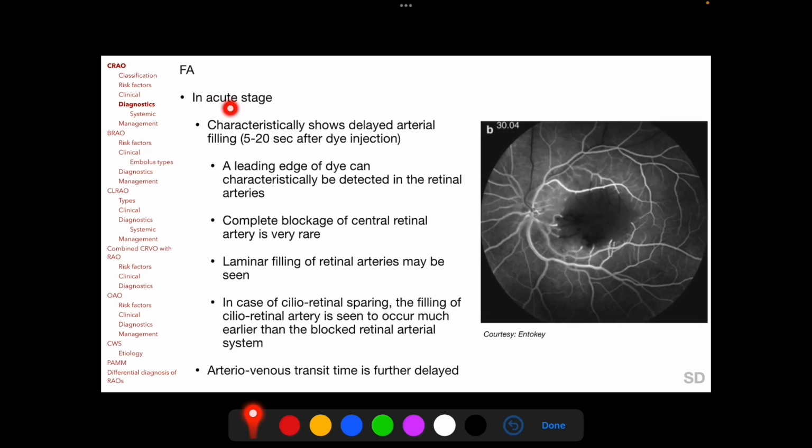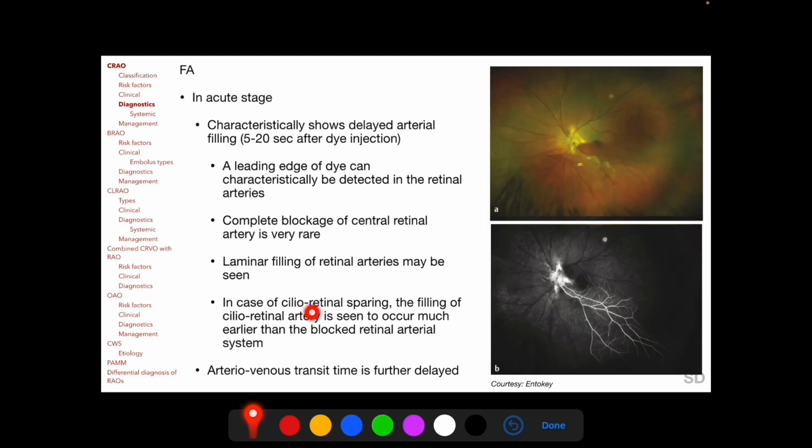In the acute stage of CRAO, fluorescein angiography characteristically shows delayed filling of the retinal arteries, and a leading edge of the dye can characteristically be detected in the retinal arteries. Complete blockage of central retinal artery is very rare, so the dye does appear, albeit slowly, in the branches of the central retinal artery distal to the occlusion site. And in case of cilioretinal artery sparing, the filling of the cilioretinal artery as seen here in this angiogram is seen to occur much earlier than the branches of the blocked central retinal artery.